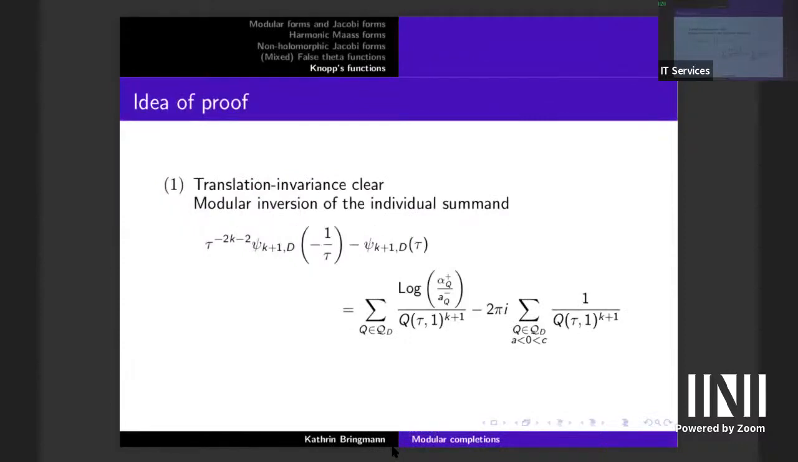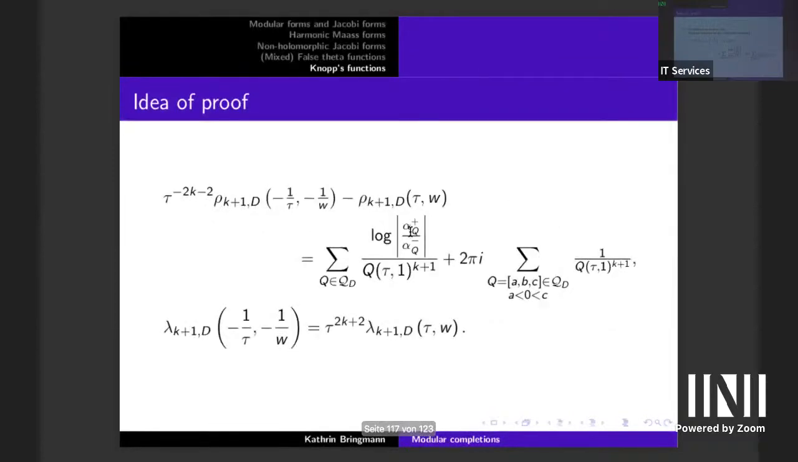So what's the idea of proof? Translation invariance is immediate. And for modular inversion, you just look at the individual summands. So this first transformation law is already known by Knopp. And then we look at all the summands, how they transform. The second piece gives you some extra terms. The lambda transforms really nicely. And then the key is to just use certain roots for complex logarithms and see how things nicely combine, to see that in the end, all the obstructions cancel out and you get a nice modular object.